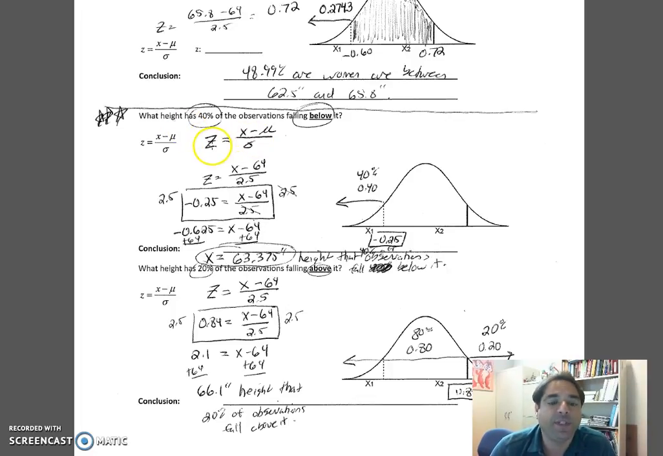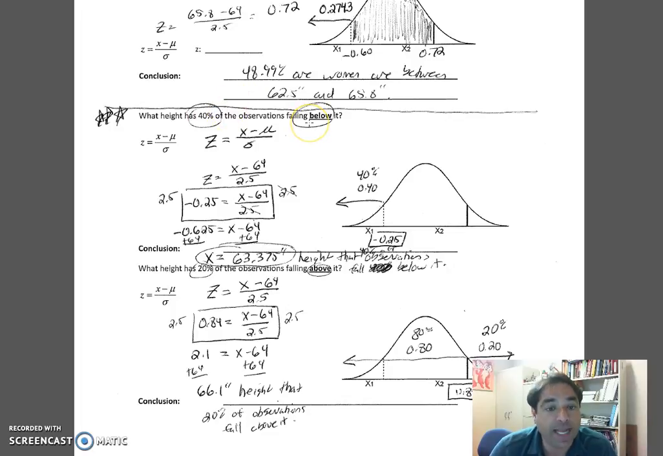So here's our formula. Z equals x minus mu over the standard deviation. Well, I know that the average is 64 still. I know that the standard deviation is still 2.5. We don't know what x is. That's what's different about this problem. Normally we're given x. And I don't know what z is, but they gave us a clue. And the clue is 40% below.